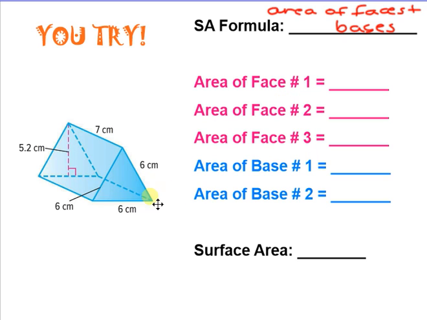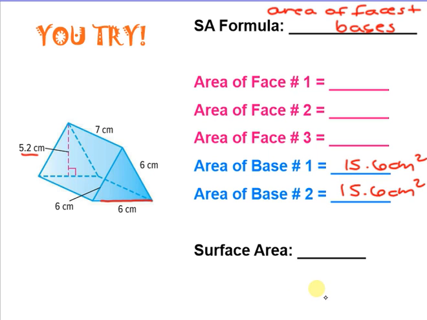So the surface area formula is area of faces plus bases. So I'm going to start with the base. So my triangle has a base of 6 and a height of 5.2. Do not use this 6 as a height because it's slanted. Our height is always straight up and down in a triangle. So I'm going to do 6 times 5.2 times 0.5. And that's going to give me 15.6 centimeters squared.